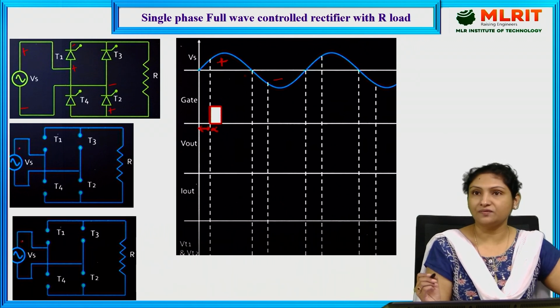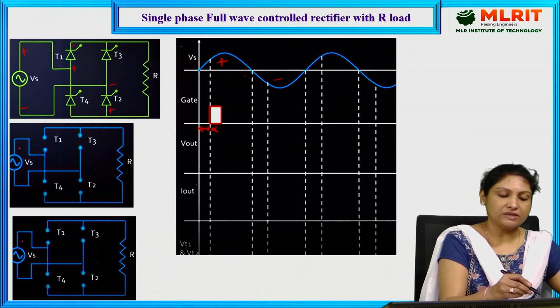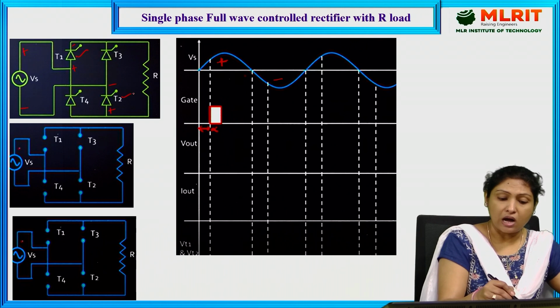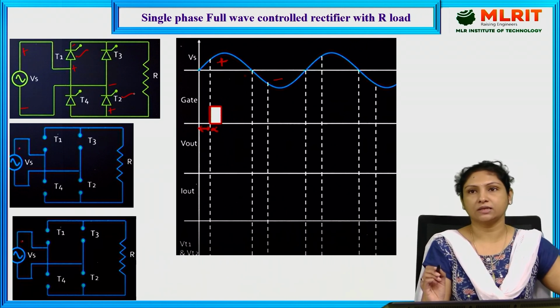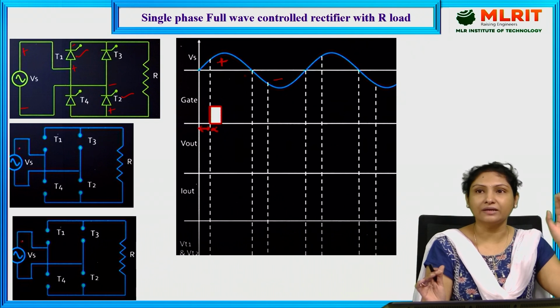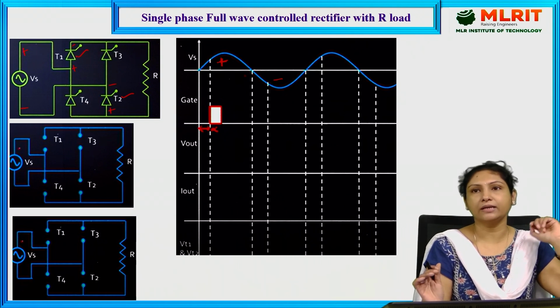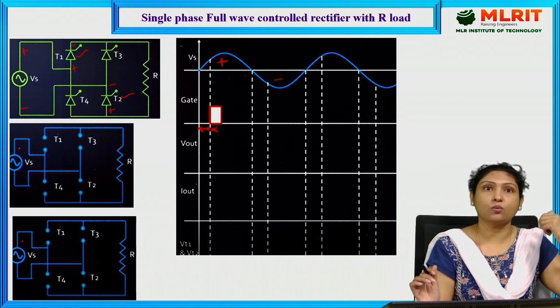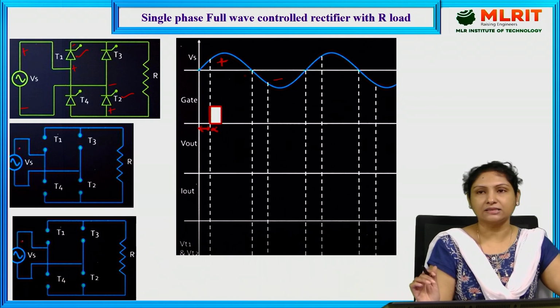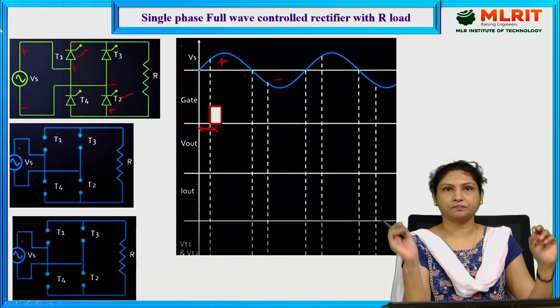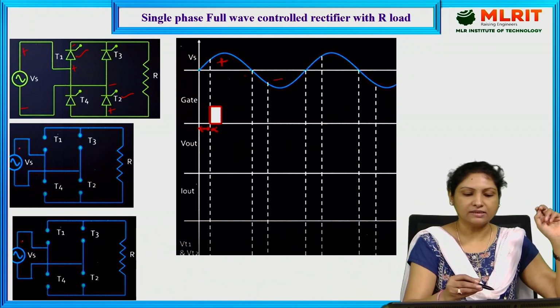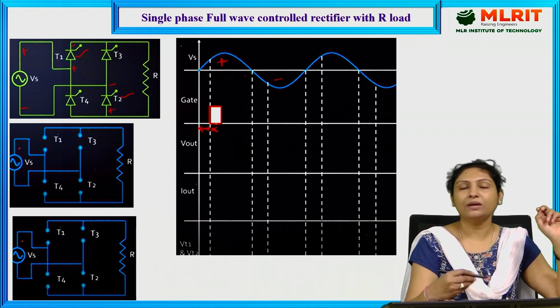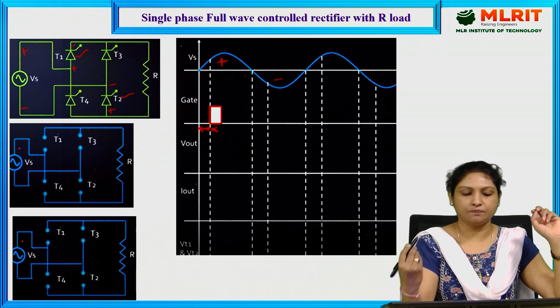And because of these polarities, see, T1 as well as T2 are in forward bias state. These two are in forward bias state, that is ready to conduct but not at conducting state. So at this instant, if we can provide the triggering pulse, at that instant thyristor T1 and T2 start conducting. So here at this instant called alpha, we can provide the triggering pulse.